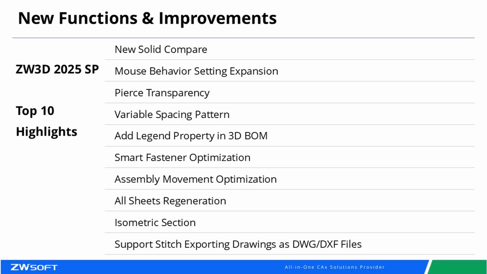The Isometric Section View now supports the Inherit PMI function and adds the Orient View tool. After finishing all the 2D sheet design, ZW3D 2025 SP provides a Stitch Export function to stitch together drawing sheets on the same sheet.